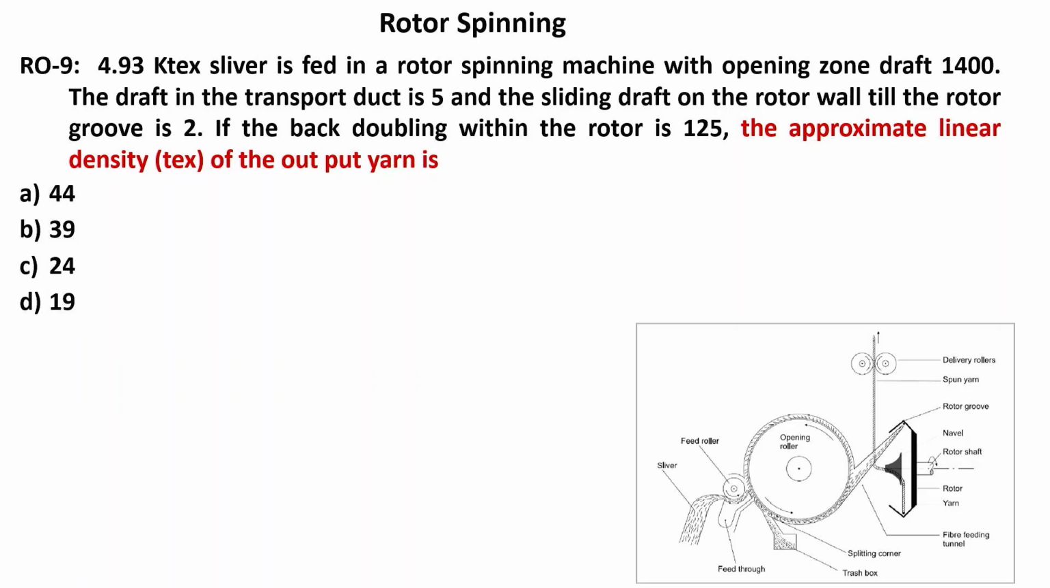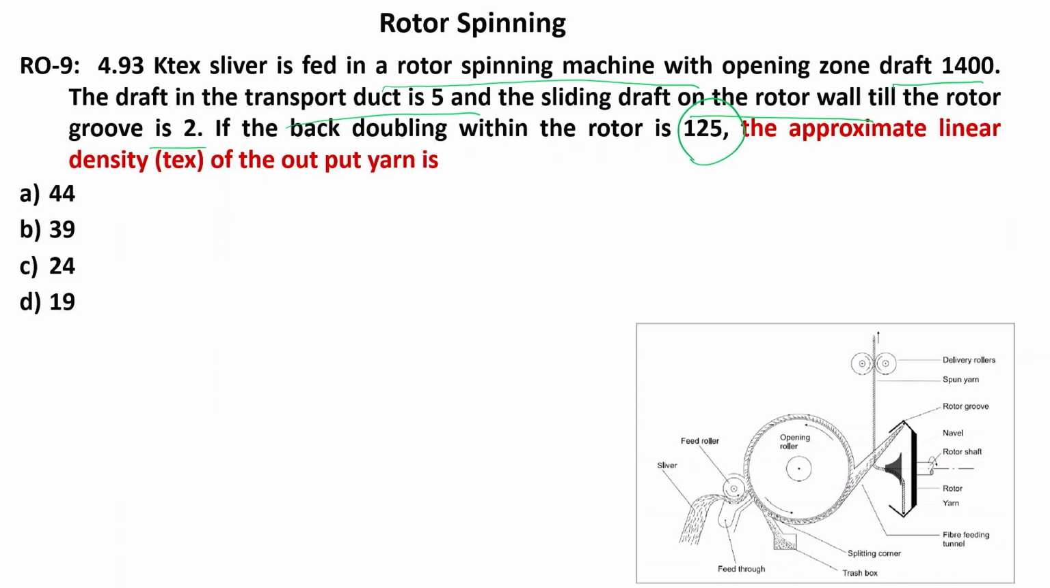The next numerical is a 4.93 kilotex sliver is fed in a rotor spinning machine with opening zone draft being 1400. So, opening zone draft. The draft in the transport duct is 5 and the sliding draft at the rotor wall is 2. If the back doubling is 125, the approximate linear density of output yarn.